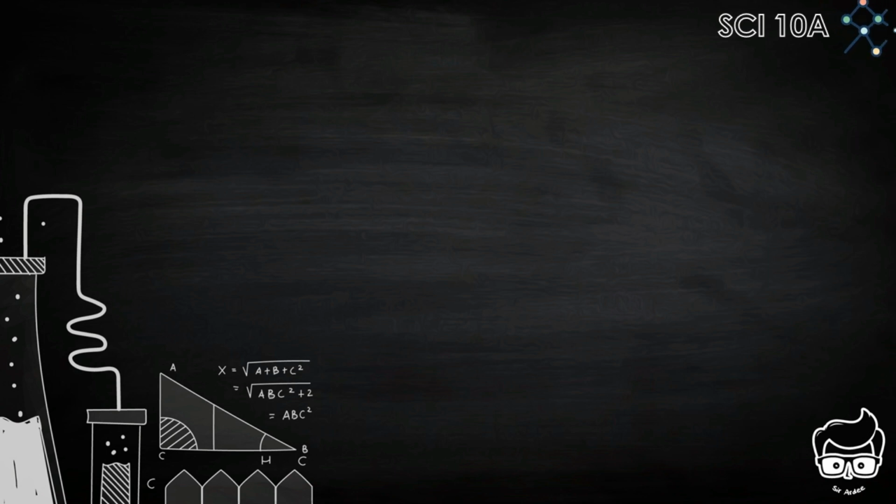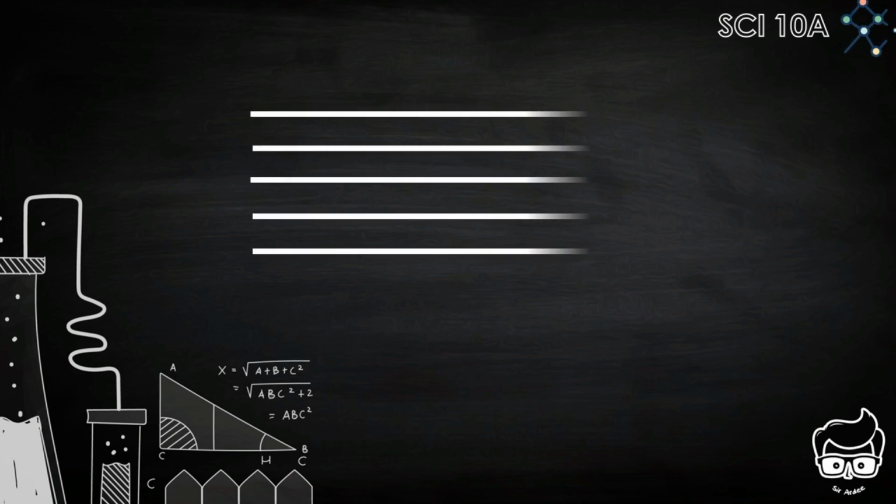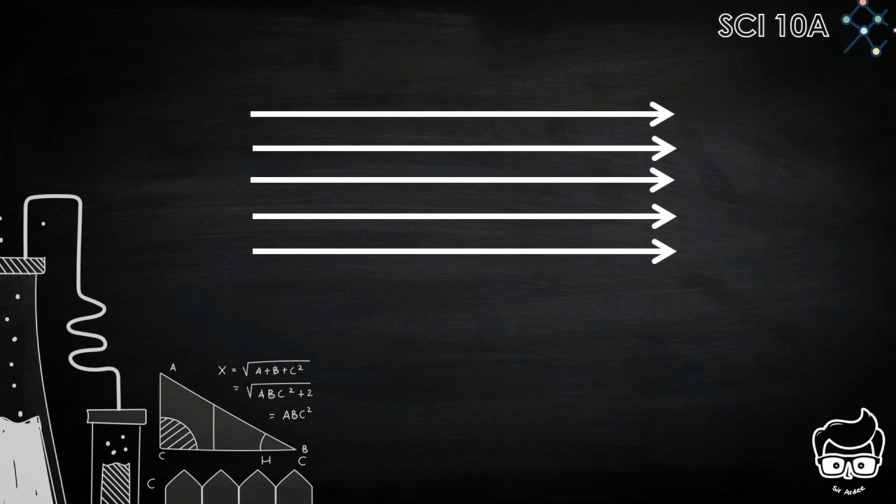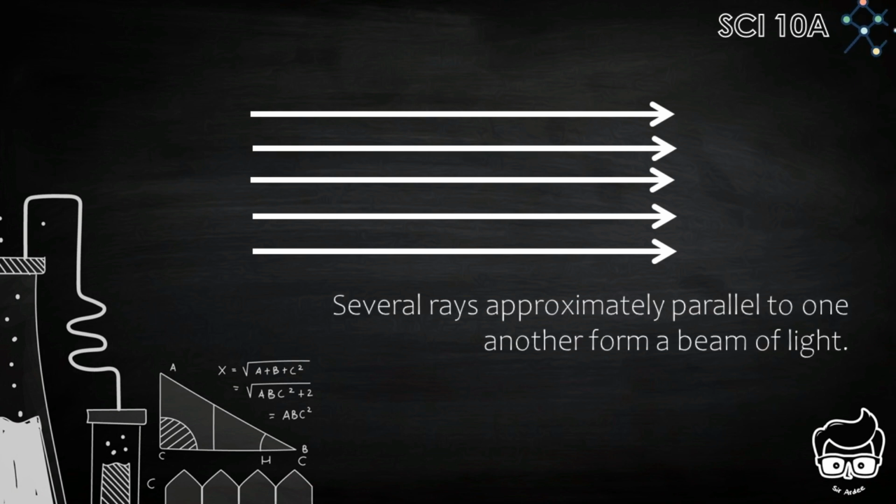Light travels in rays and beams. So what is exactly the difference between rays and beams? A beam is a collection of rays, and a ray is a path taken by a light. You see, several rays approximately parallel to one another form a beam of light. This is a so-called parallel beam. A spotlight is an example of a parallel beam.